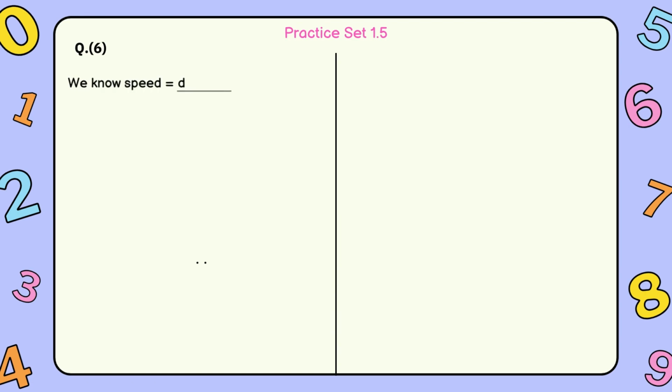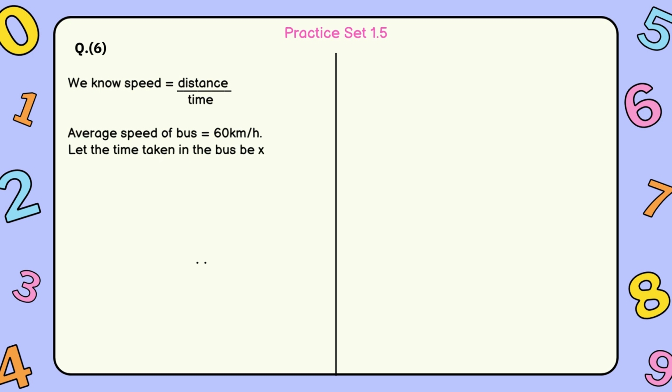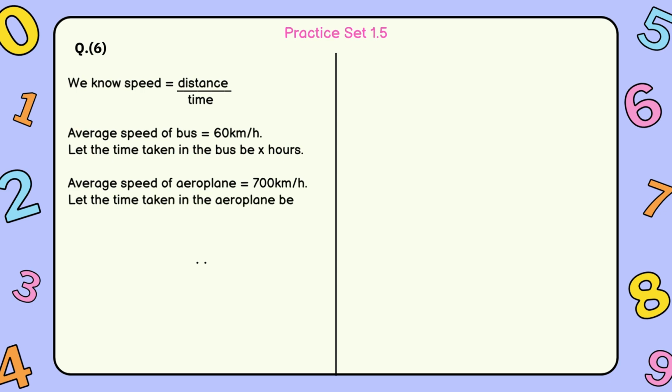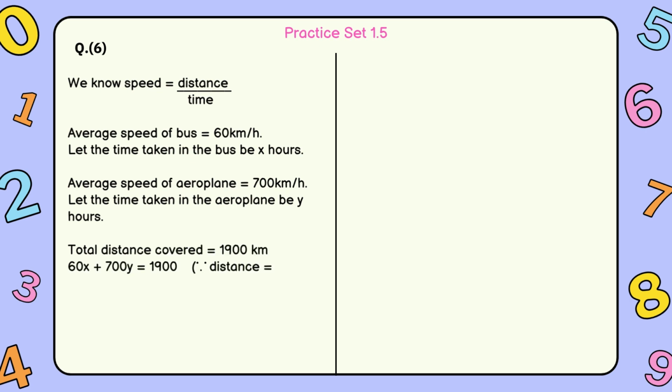We'll wrap this chapter up by solving the 6th question of the same practice set. So, in this question, Vishal has to travel 1900 kilometers and he travels by bus and by airplane. We are given the average speed of the bus and we are given the average speed of airplane. The total time taken by Vishal to travel the 1900 kilometers is 5 hours. So, we need to know a basic formula for this, which you must have learnt in science. That is, speed is equal to distance upon time.